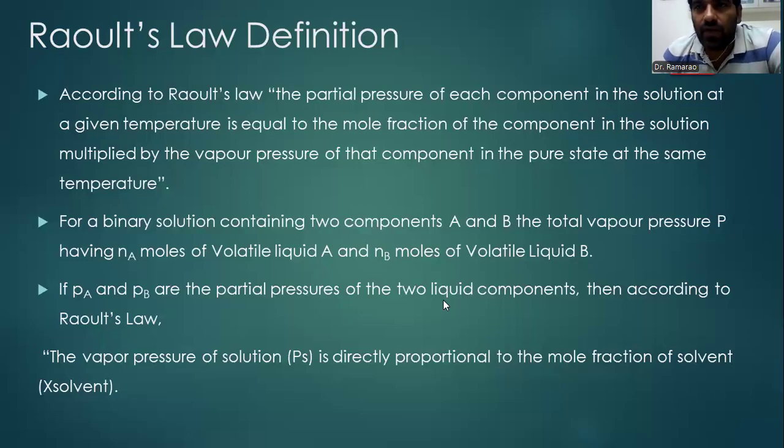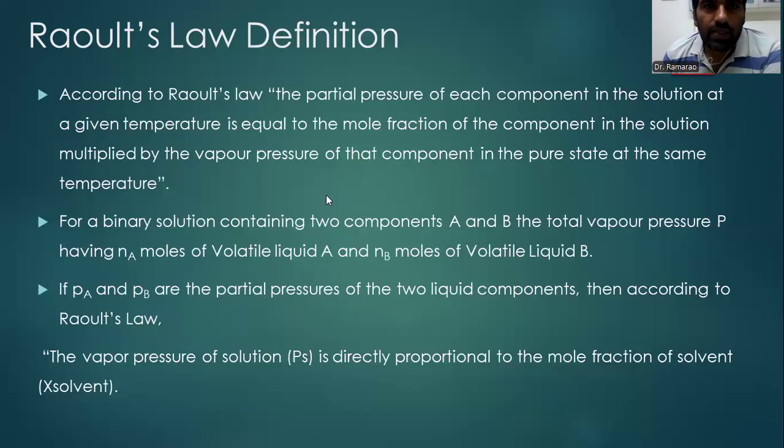And then it should not form any azeotropic mixtures. The examples are benzene and toluene, hexane and heptane, ethyl bromide and ethyl iodide, chlorobenzene and bromobenzene, and CCl4 and silicon tetrachloride. So all dilute solutions; many examples are there. Now let's go to Raoult's law.